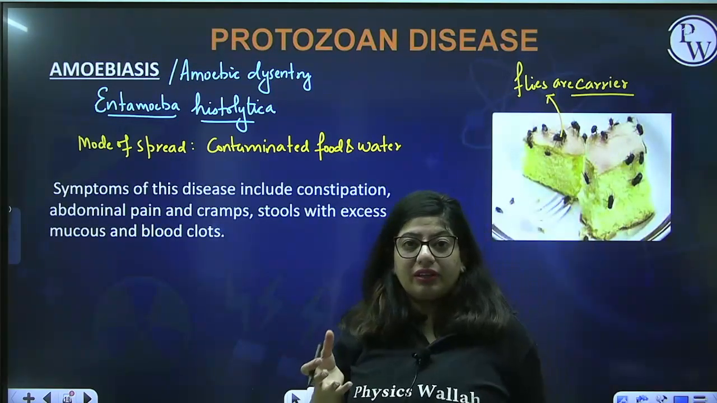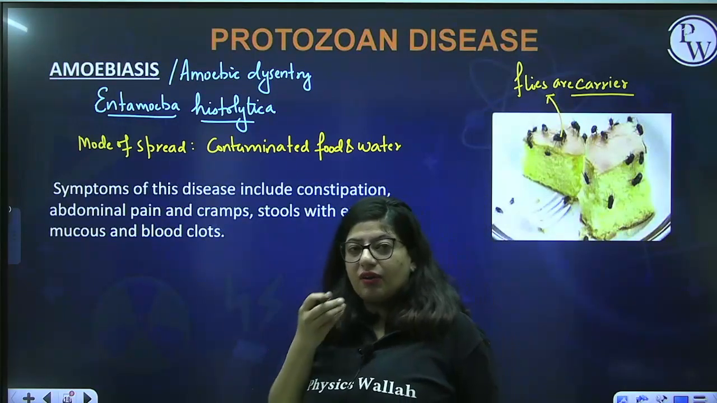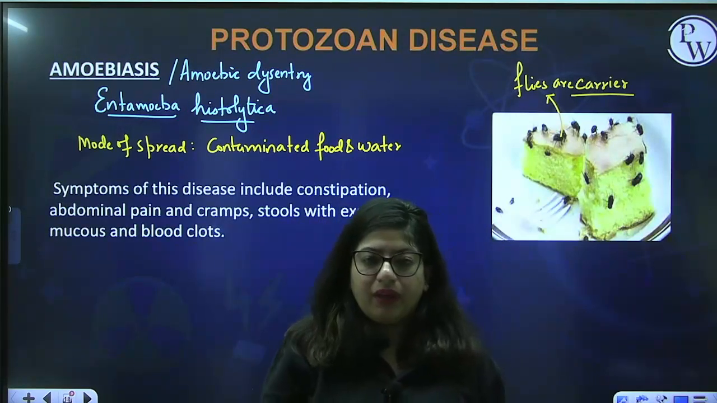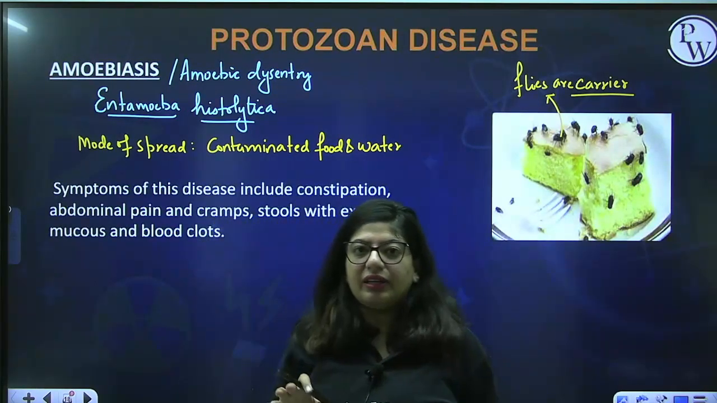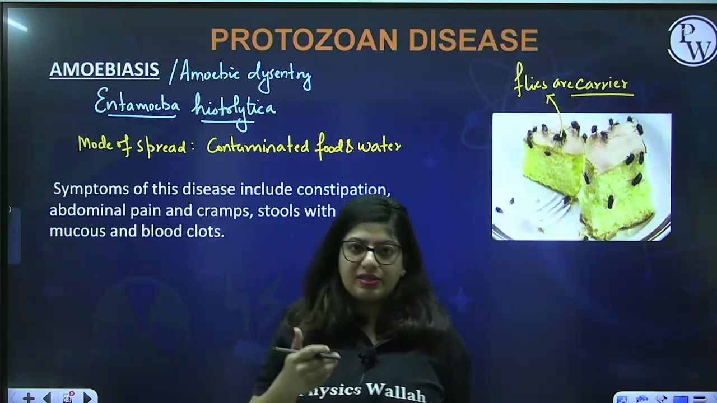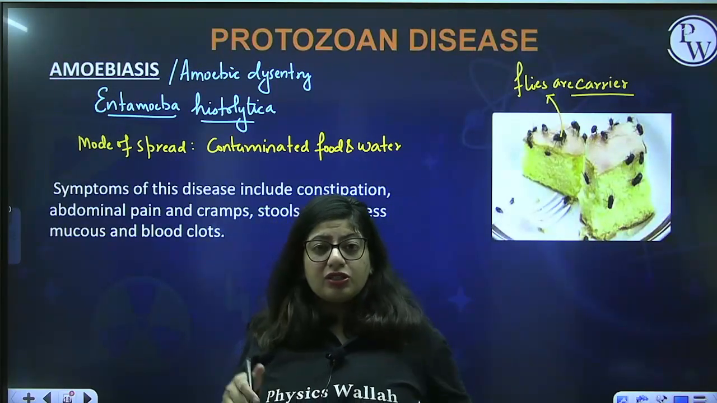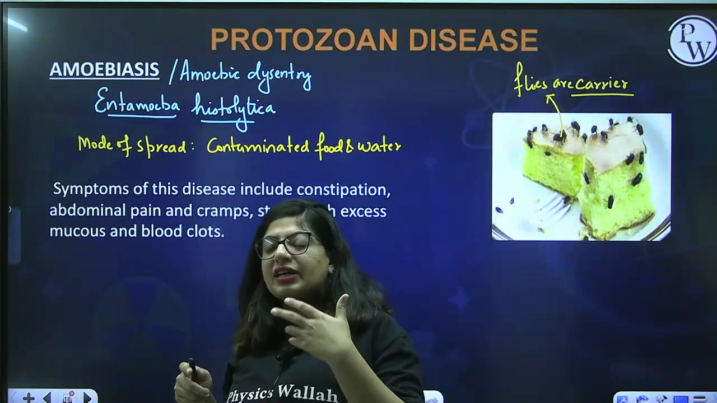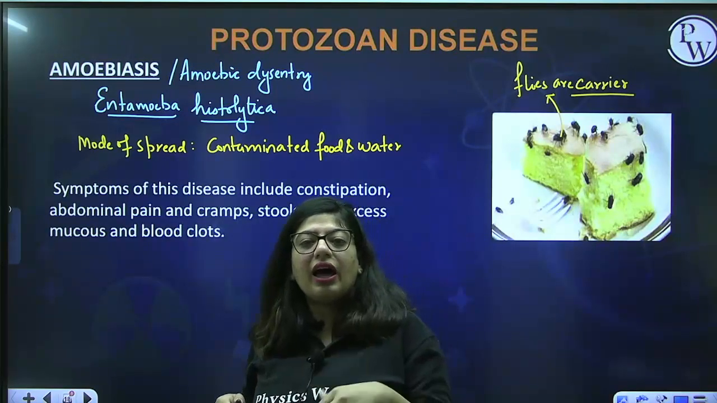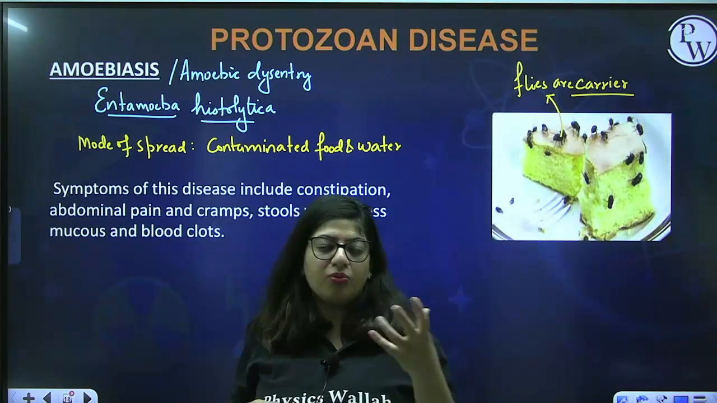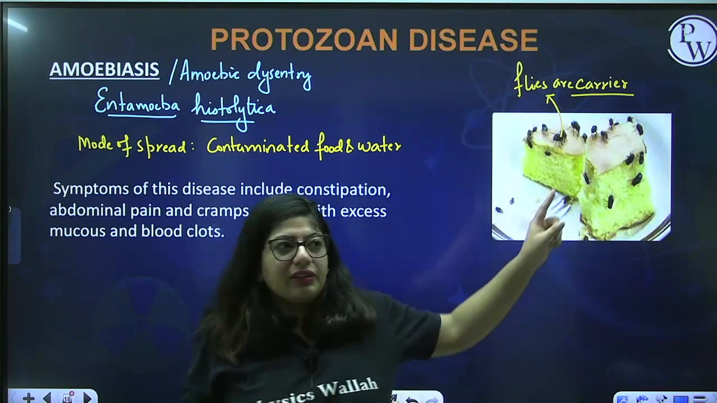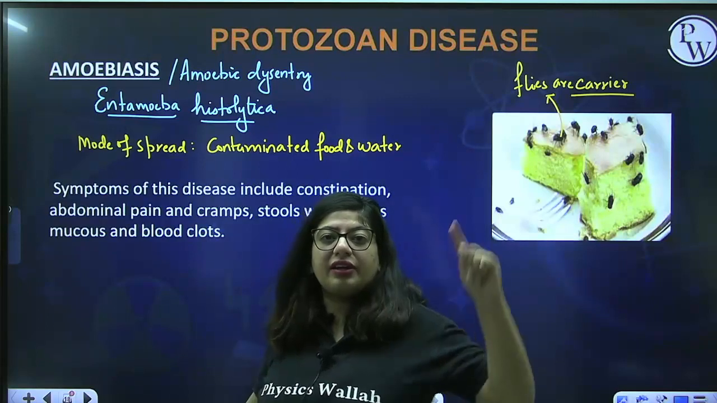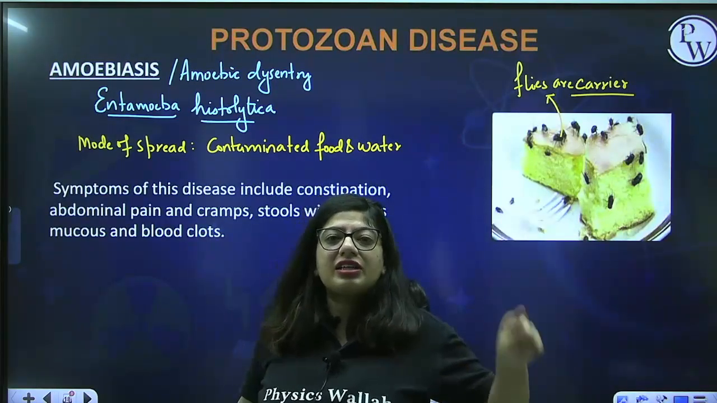A carrier is an organism in whose body the life cycle of the causative agent will not run. For example, malaria is caused by a protozoan. It also has a vector, a mosquito, right? That protozoan will grow inside the body of the mosquito. But in this case, Entamoeba histolytica will not grow inside the body of a fly. It will only stick to its legs.